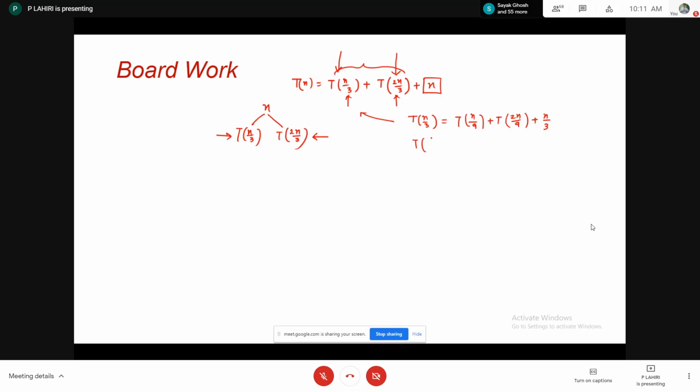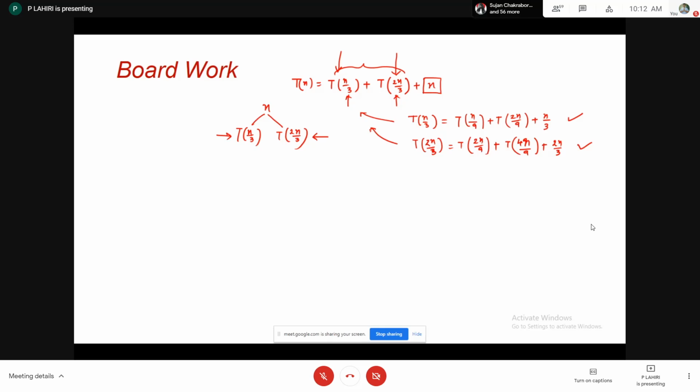Similarly, in rough, you can calculate T of 2n by 3. What is it? T of 2n by 9, just replacing n as 2n by 3, plus T of 4n by 9 plus twice n by 3. Am I right? So n will be replaced by n by 3 in the first case and n will be replaced by 2n by 3 in the second case. Is it so? Is it so?